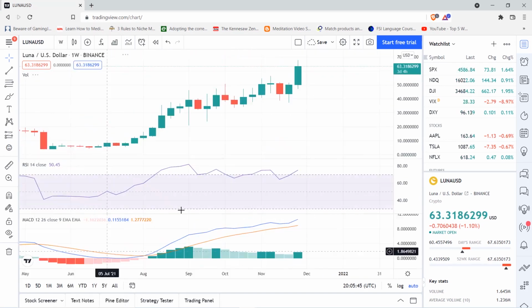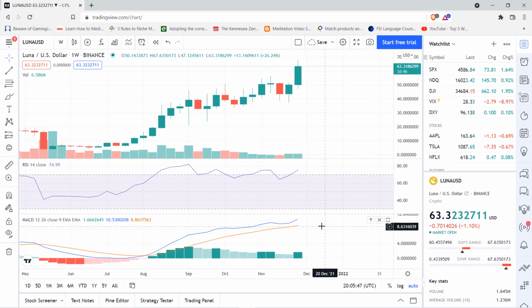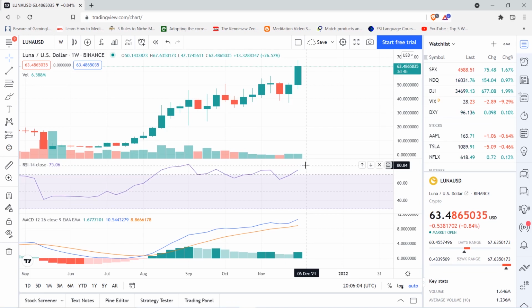So let's look at the weekly chart, which should be telling us a little bit more. We see that it looks different than the daily chart. The RSI is much higher on the weekly chart than it was on the daily chart. So I feel like the weekly chart is probably, given the amount of information we have, one of the better ones to use. And probably next week will be a good day for Luna. But just keep an eye on it.